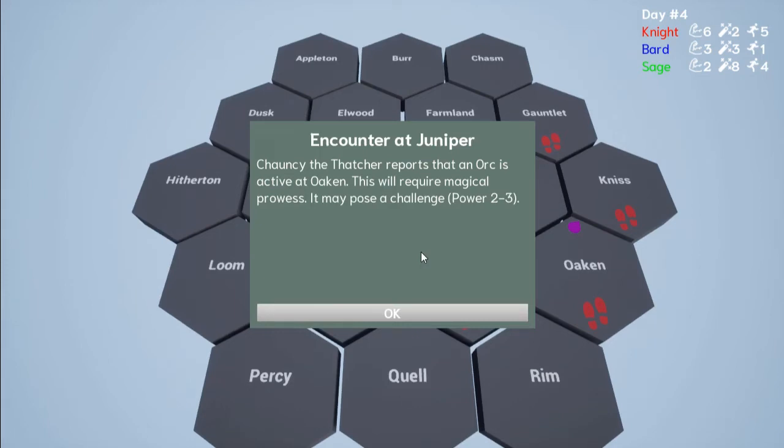Oh, this is an encounter at Juniper. This means that one of these randomly generated people came from one of these hexes nearby Juniper and happened across the party. Well, that was really lucky. So Chauncey the Thatcher says there's an orc active at Oaken. The problem is, I don't have my bard here, so I don't know what of this information is trustworthy. Maybe it's not an orc. Maybe it's not at Oaken. Maybe it doesn't require magical prowess. There's a lot of unknowns here, so I have to take a gamble.